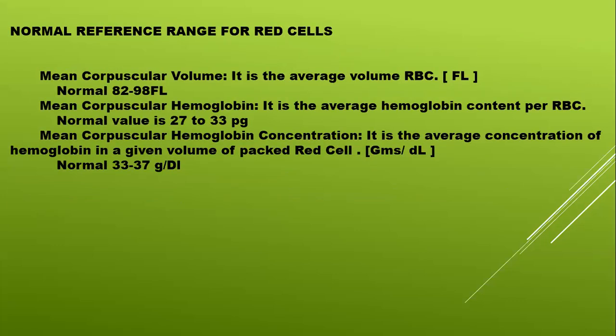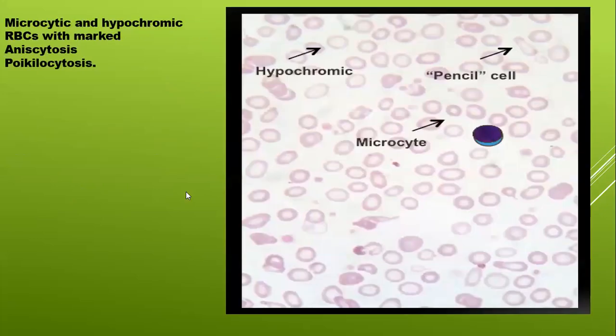These are the normal reference ranges for red cell indices. MCV expressed in femtoliter, MCH expressed in picogram, MCHC expressed in grams per deciliter. These all are the normal values.